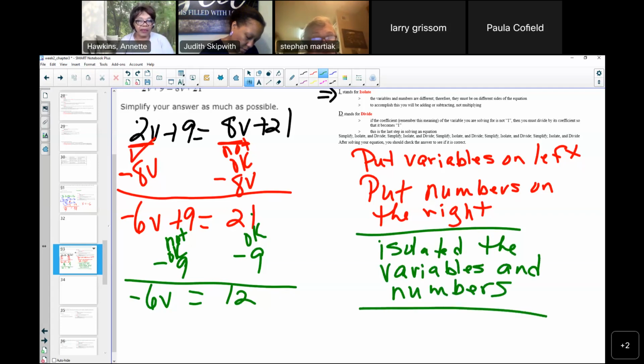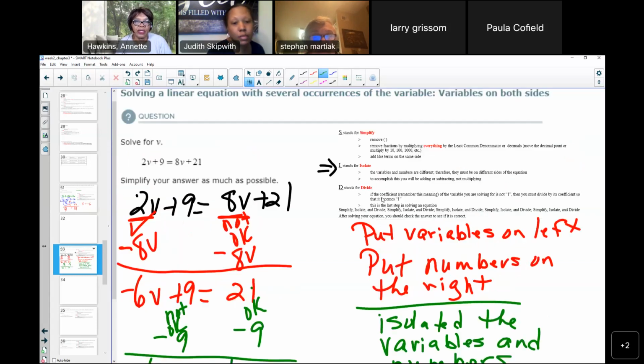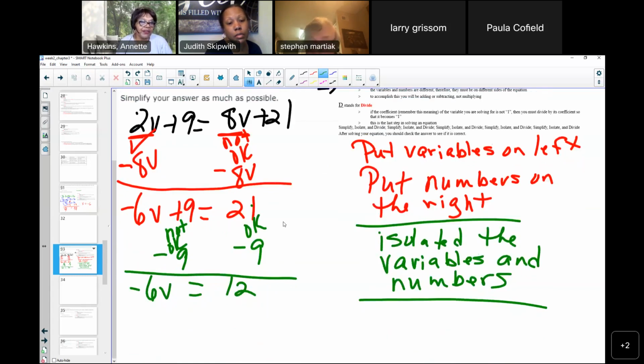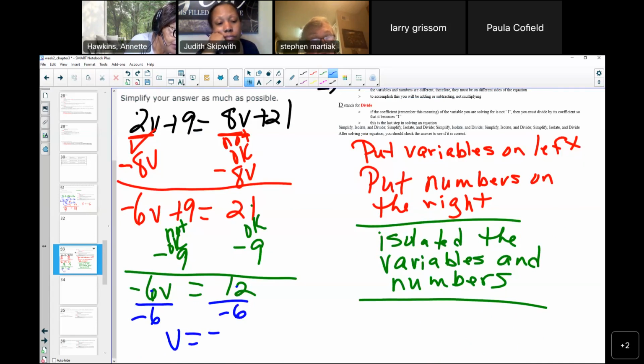Okay. All right, the final step is to divide. It says divide by the coefficient of the variable if it is not 1. The coefficient of this variable is negative 6. Okay, so I need to divide everything by negative 6. Negative 6 divided by negative 6 is a positive 1. 12 divided by negative 6 is negative 2. So the solution is v equals negative 2.